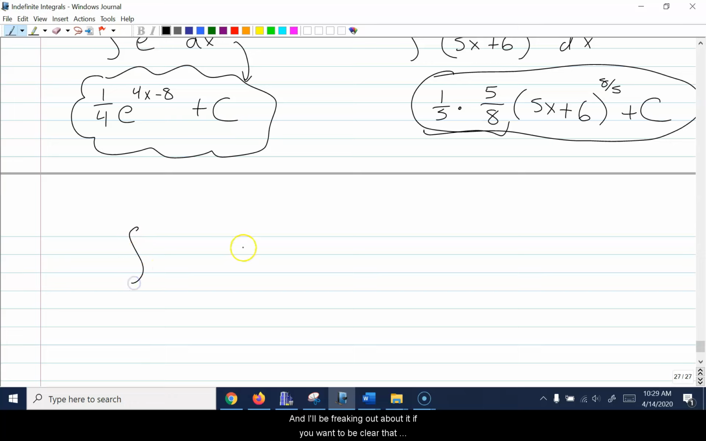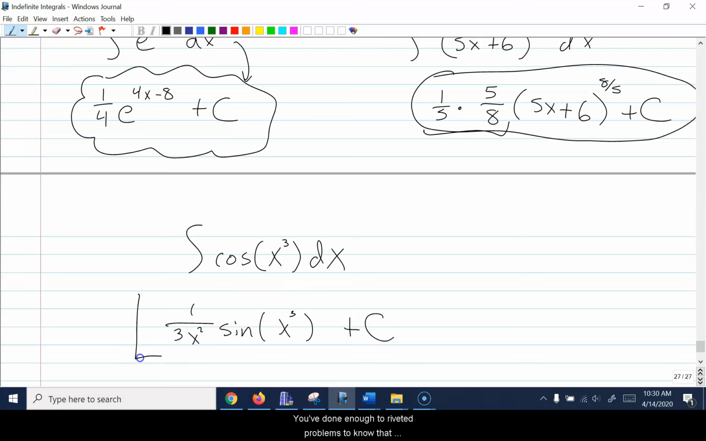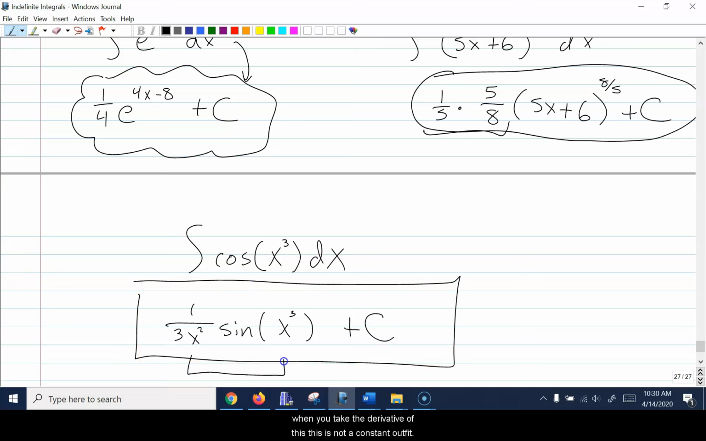I do want to be clear that this only works when the derivative is a constant. If I have the integral of sine of x cubed, you're going to be tempted to say, well, it's going to be cosine. Leave the inside alone, but I need to divide by what the derivative is. But you've done enough derivative problems to know that when you take the derivative of this, it is not a constant out front. The chain rule is going to happen, and you're going to get extra gross stuff that you don't want as part of your answer.